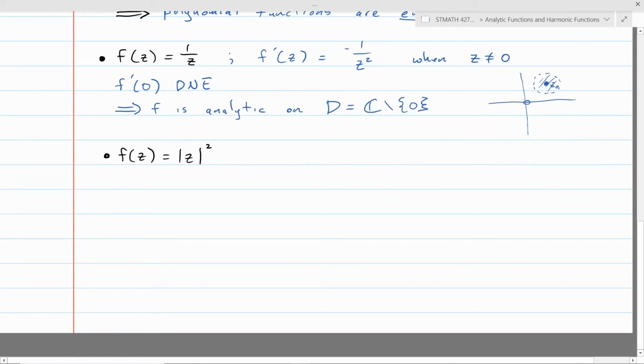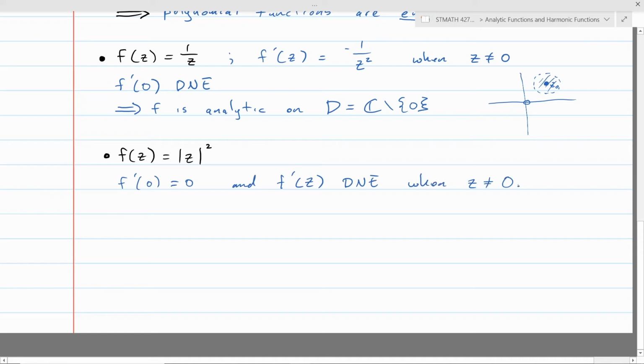And then this last example, the modulus of z squared. In a previous example, we showed f prime of 0 was equal to 0, and f prime of z just does not exist when z is not equal to 0. So this is a very degenerate function.